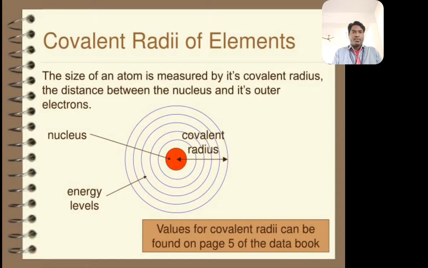Covalent radii of elements. The size of an atom is measured by its covalent radius, the distance between the nucleus and its outer electrons. The distance between a nucleus and its outer electrons is the covalent radius.